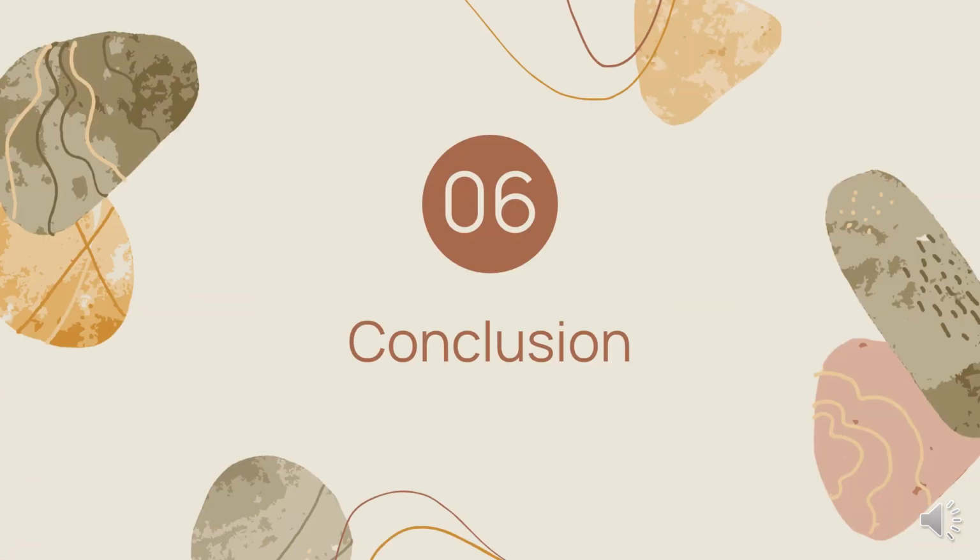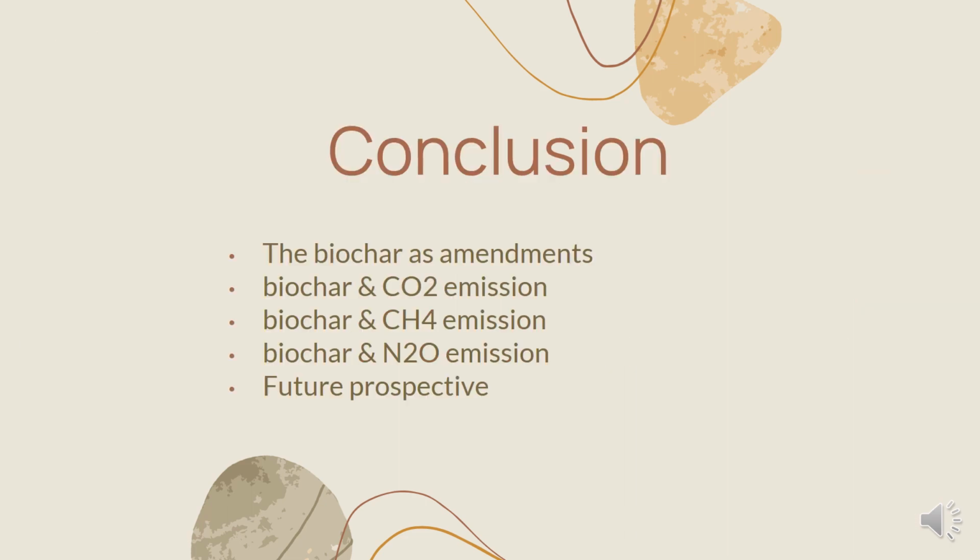And the last section in our presentation will be the conclusion. The use of biochar is not limited to a soil amendment, but also could be used as a climate change amendment because it has a significant effect on greenhouse gas emissions.